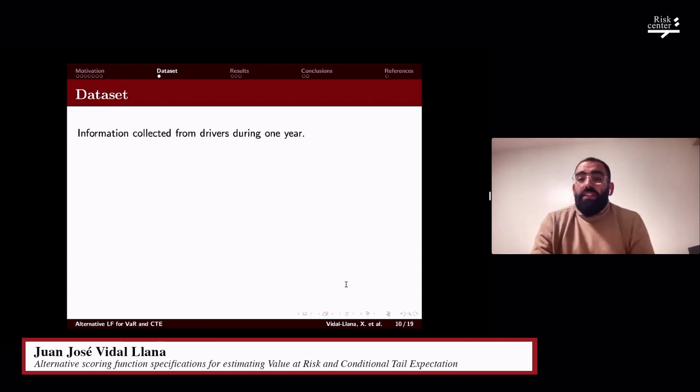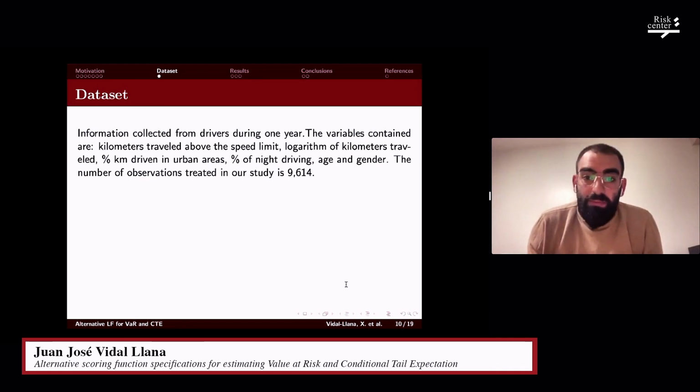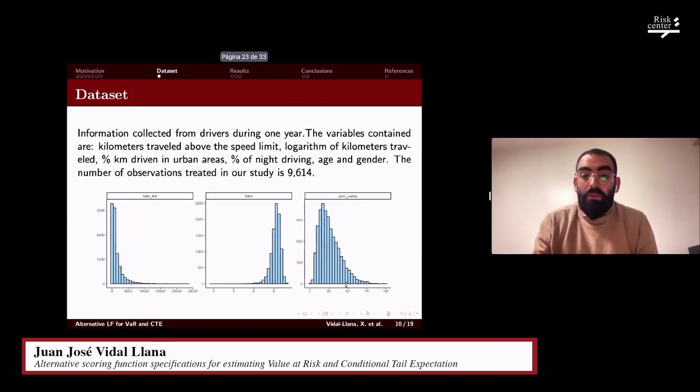Which is the dataset used? The dataset used is a very simple one. We are using data from drivers from 1 year. We are going to predict the kilometers traveled above the speed limit using the logarithm of the kilometers traveled, the percentage driven in urban areas, the percentage of night driving, and the age and the gender of the driver. And we have close to 10,000 observations.